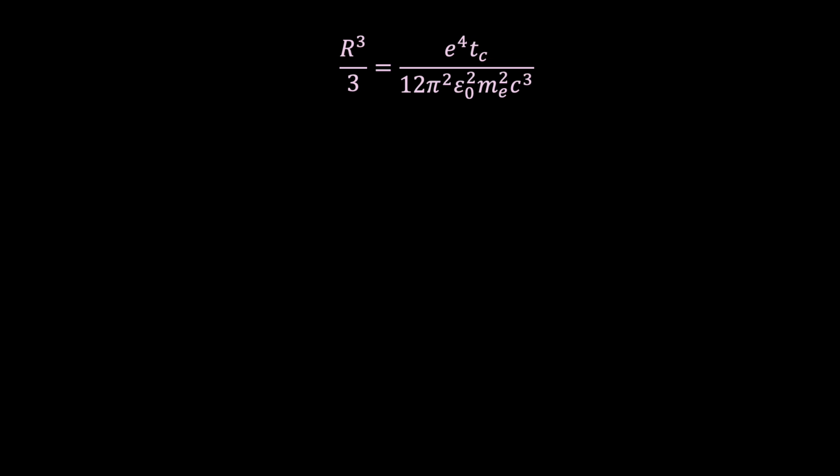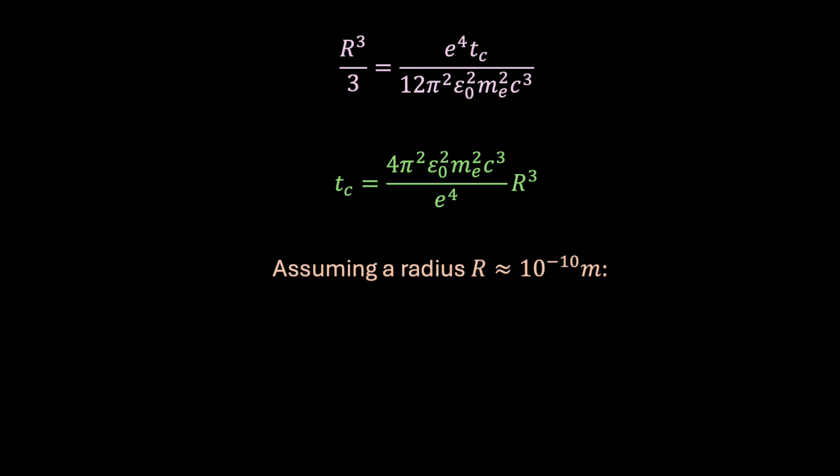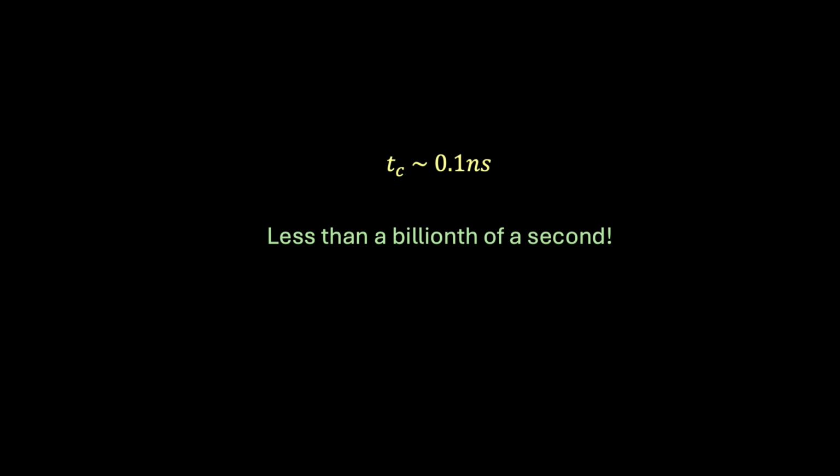Finally, if we rearrange this for t subscript c, we find the following green expression, and this is what we were looking for. We now have an equation that tells us how long it would take the orbiting electron to lose its energy and spiral into the nucleus. Now, given that a hydrogen atom has a radius of order 10 to the minus 10 meters, we can sub this value into our equation, and we find that the time taken for the electron to spiral into the nucleus is approximately 0.1 nanoseconds, which is less than a billionth of a second.